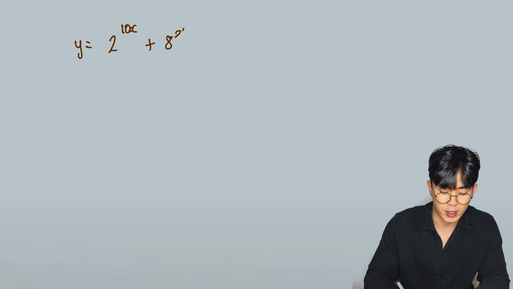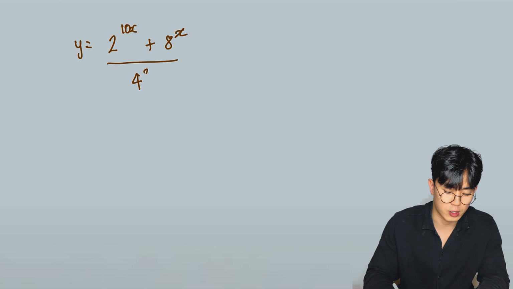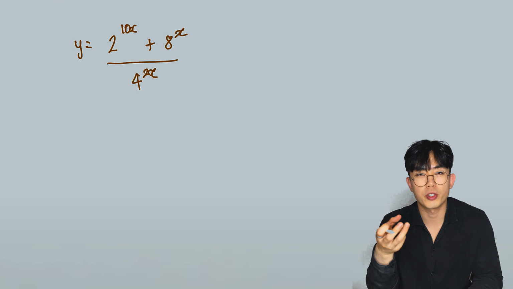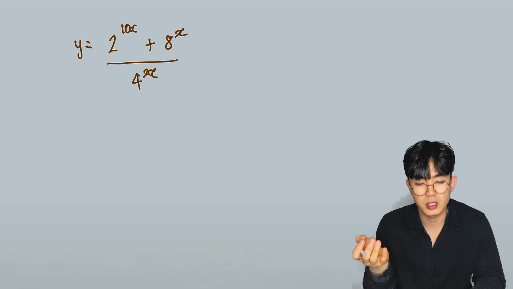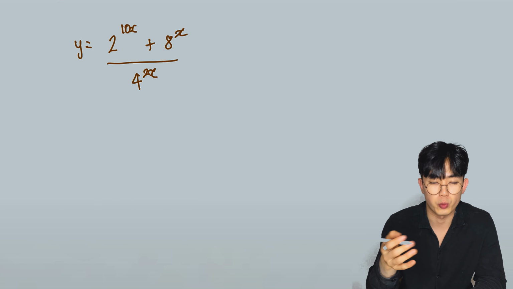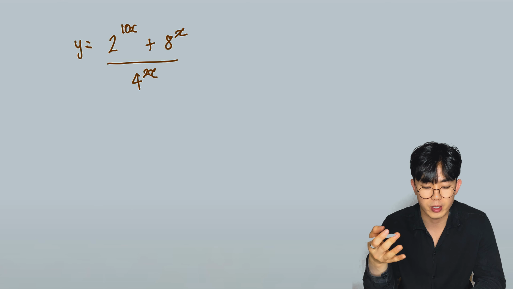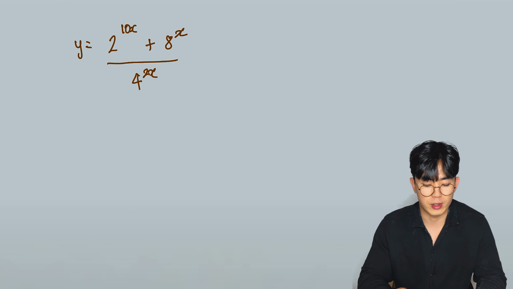So let's say I have y is equal to 2 to the 10x plus 8 to the x, divided by 4 to the 2x. This might seem daunting to you at first glance, but we've learned the rules, so it should be fairly simple. We just need to make it into something we recognize, okay? So as you can see, they all have different bases.